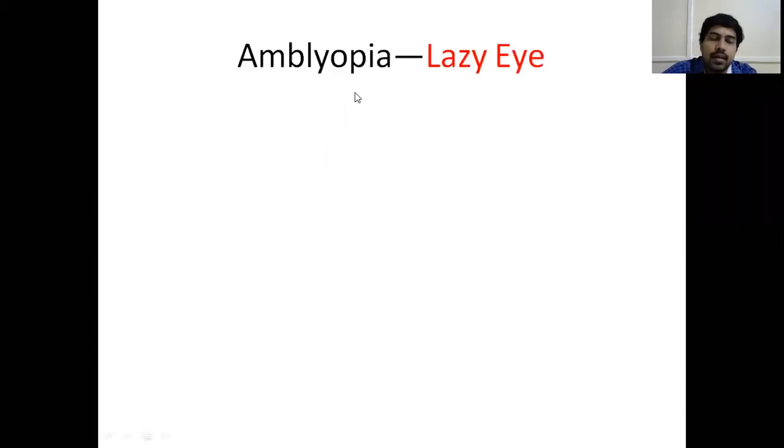So leave suppression. Amblyopia is very important for you. It is asked as a 2 marks question. So what is amblyopia? It is also known as lazy eye. So the eye is lazy.